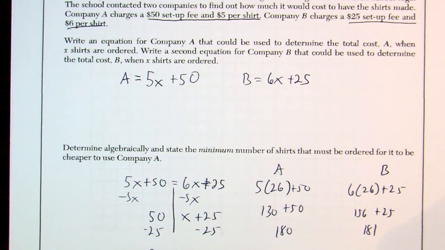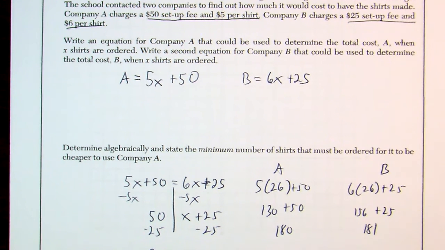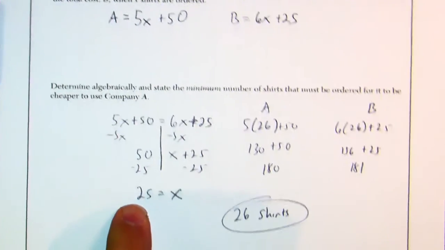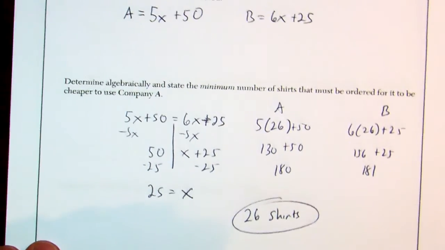Okay, so 26 shirts will give you the minimum number of shirts where Company A will be cheaper. Remember, 25 is when they would be equal. So let's go ahead. Next one.